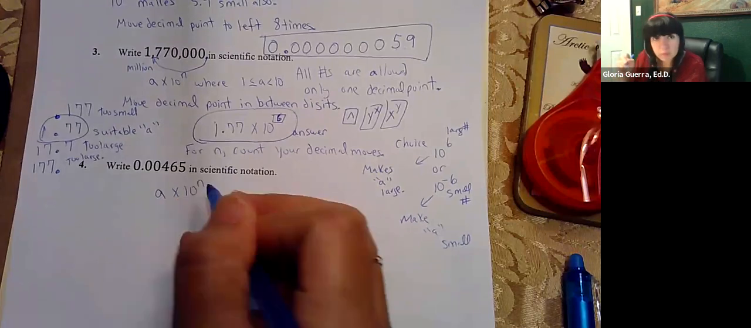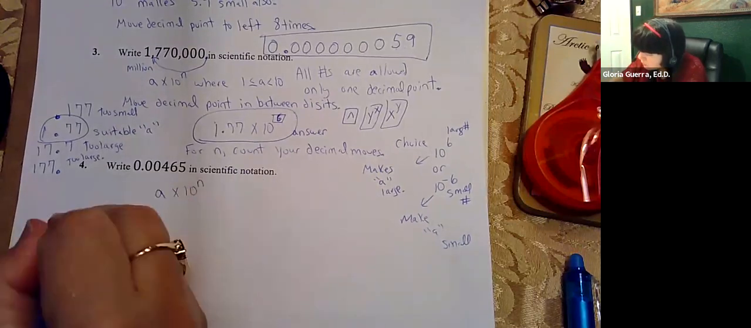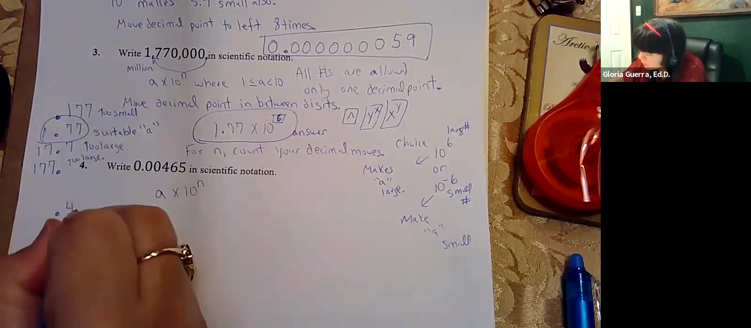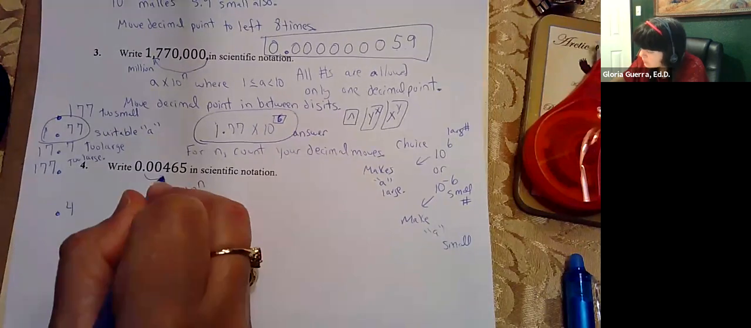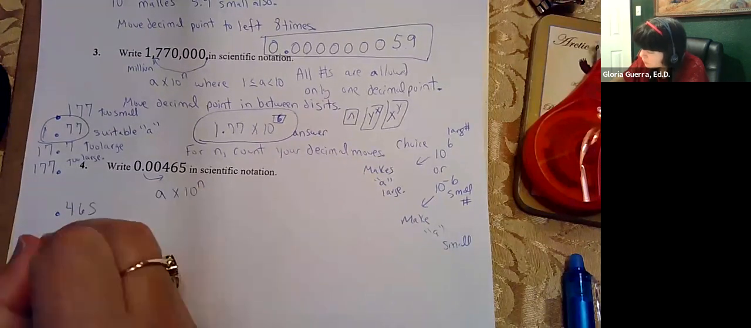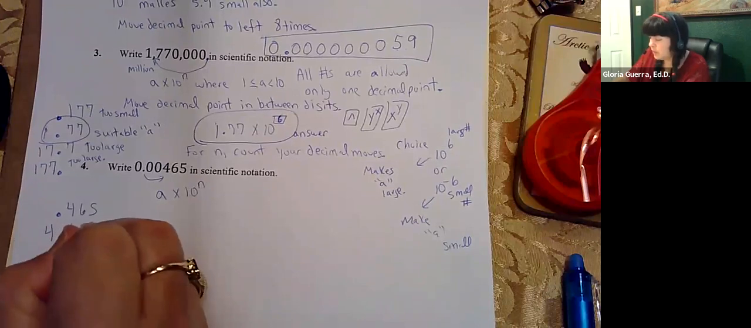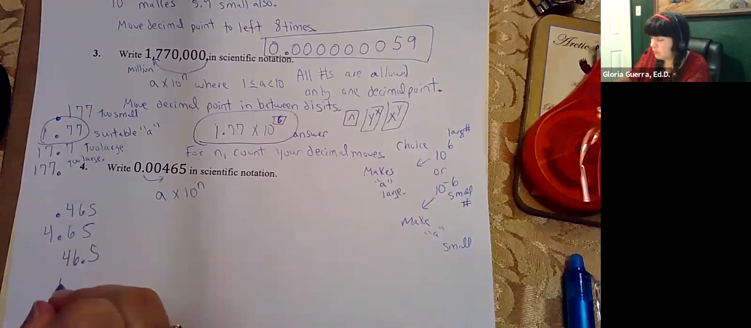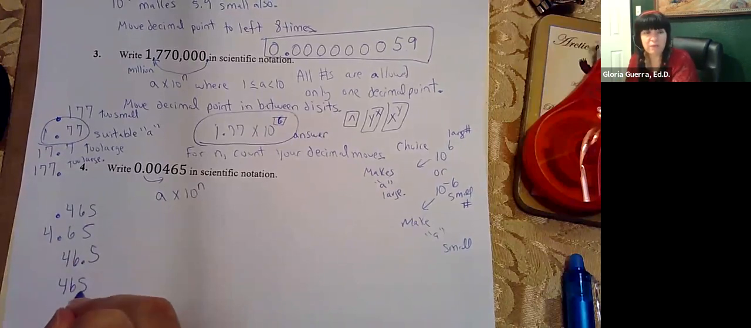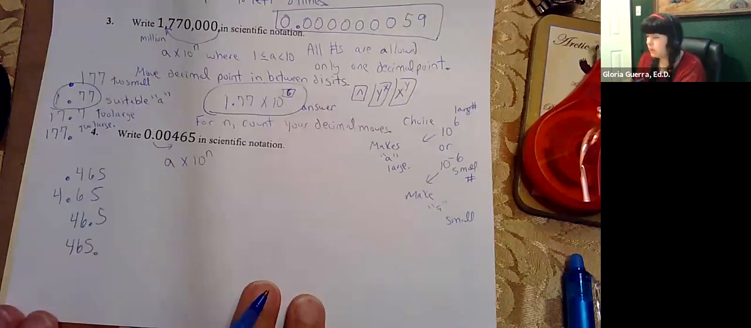So if you try to play with where you can move it, some people might say, well, what if I move the decimal in front of the 4? And somebody might say, well, what if I move it after the 4? And somebody might say, well, what if I move it after the 6? And somebody might say, well, what if I move it after the 5? Okay, and only one of them is acceptable.